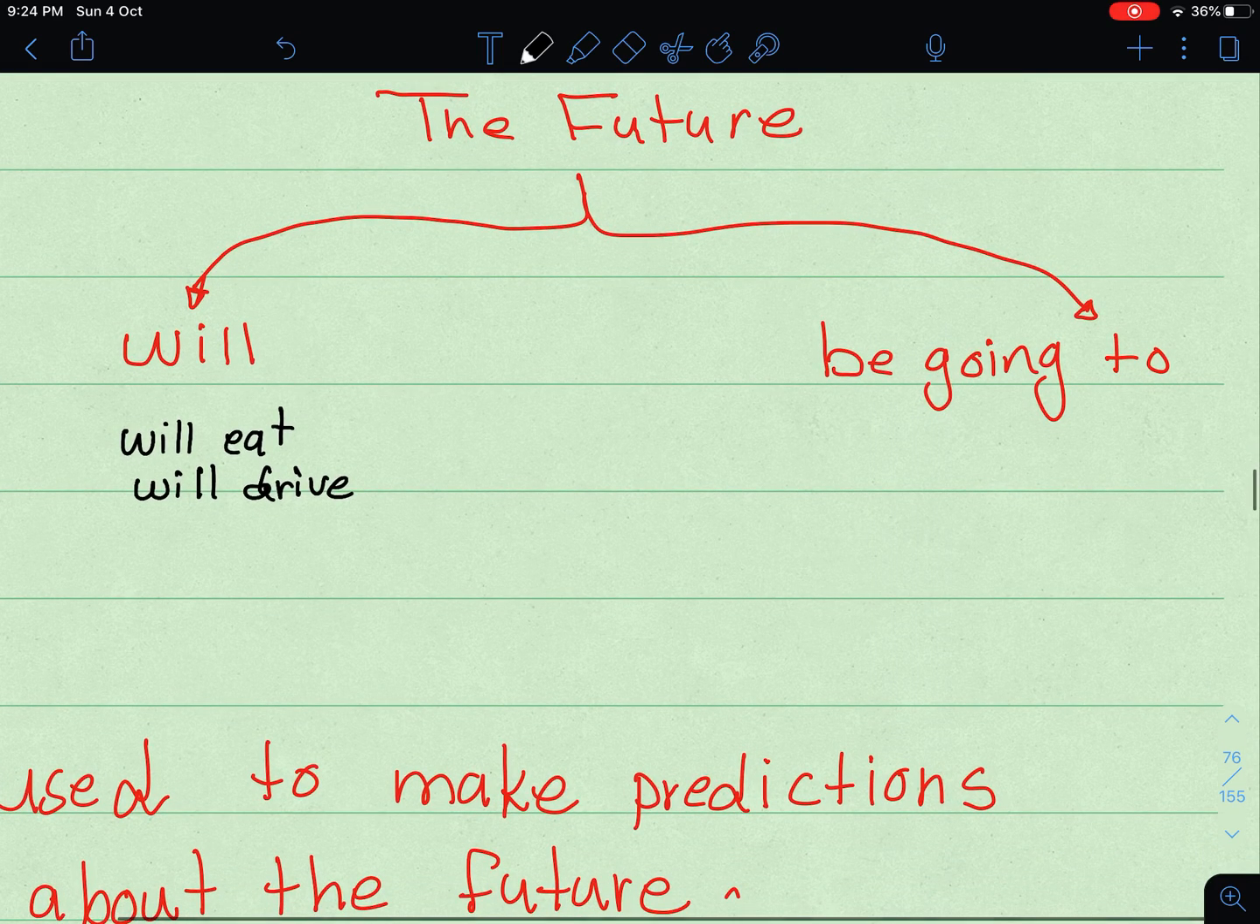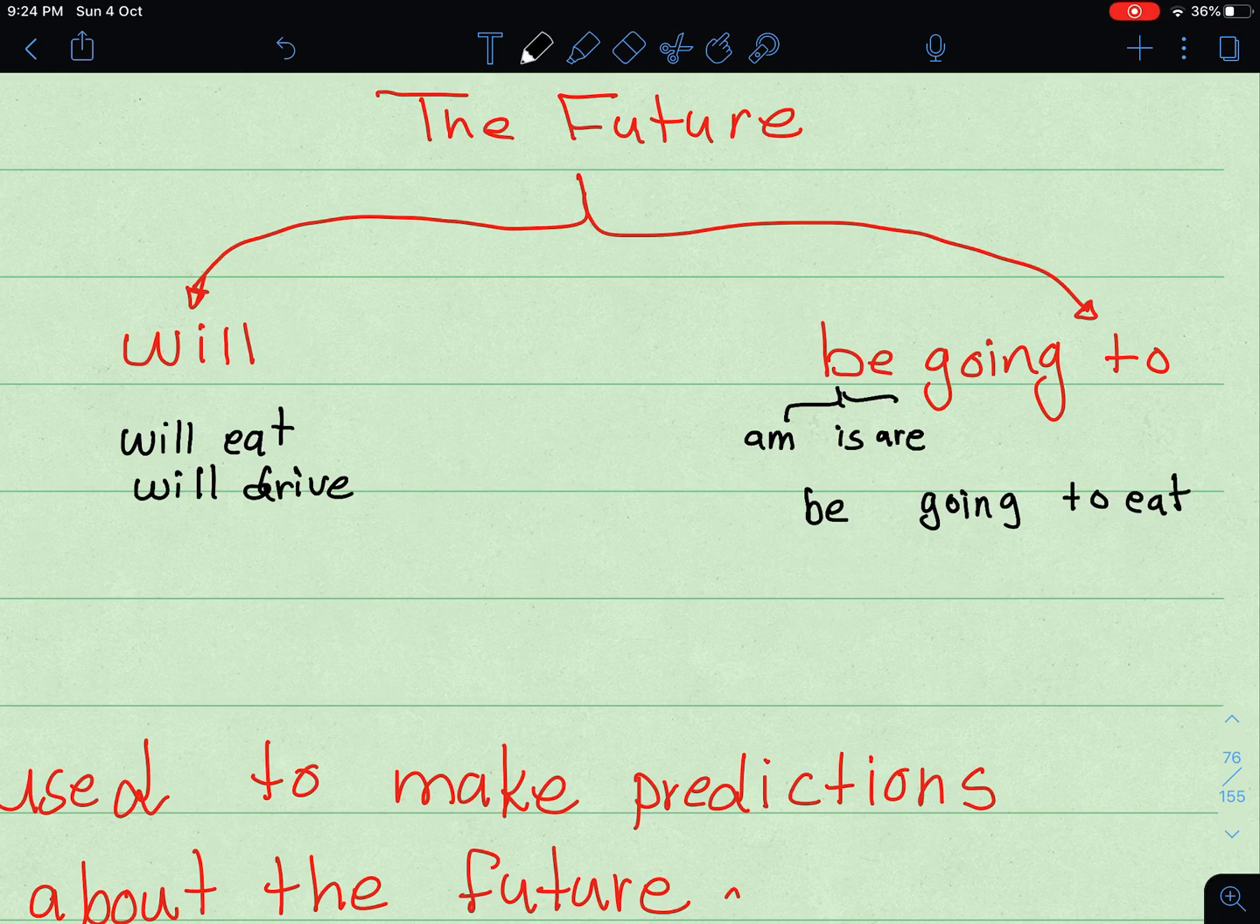Here, be going to. What do we mean by be going to? We mean by it am, is, or are, going to. For example, am, is, are going to eat. Be going to drive. So these are the two forms of the future, either with will or with be going to.